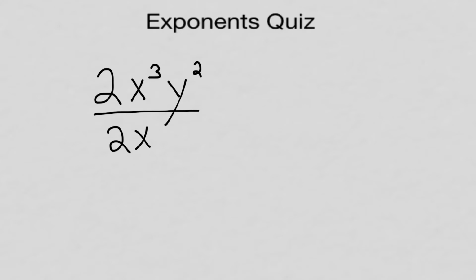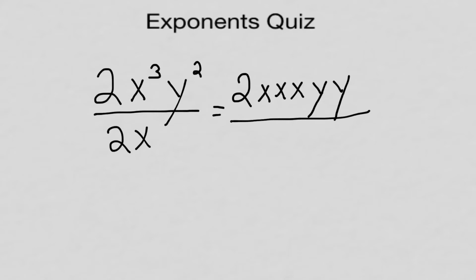All right, number 9, we get into a little bit of division. So I'm going to go to a little more explanation on this one. I'm going to expand this. It makes it a little bit easier to see. On top we have 2 times x cubed, x times x times x, times y squared. That's just the 2x cubed y squared expanded. On the bottom, I've got 2x.